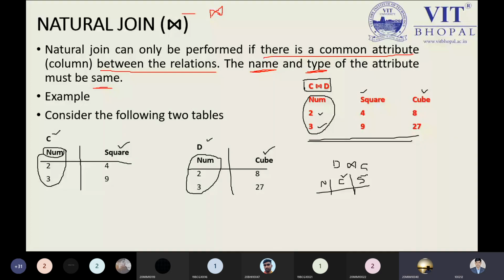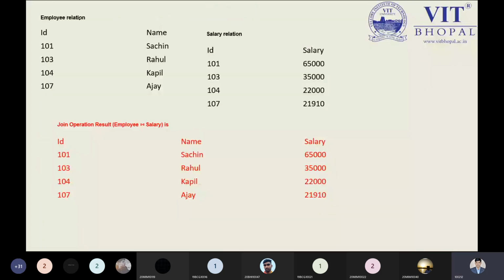I have explained this many times to others. This is the most important exercise for understanding the natural join in detail. So ID we have, name we have. This is our employee relation. And we have the salary relation, which also contains the ID.